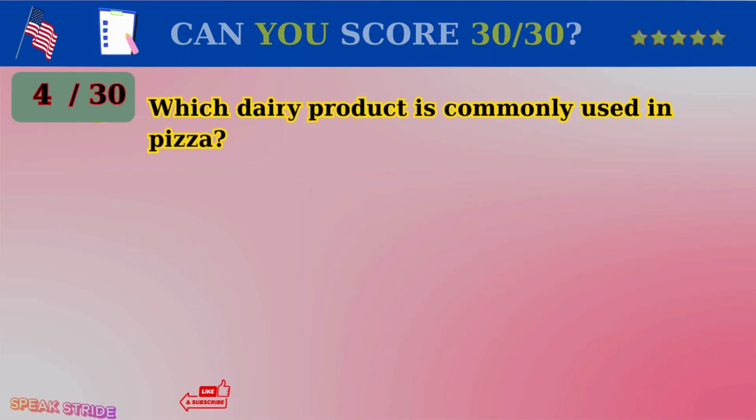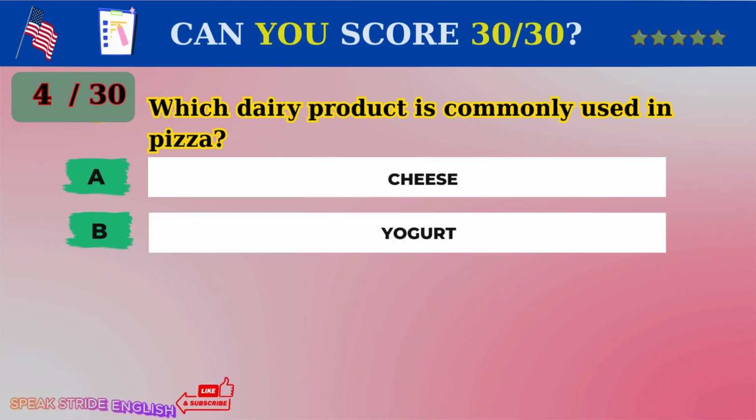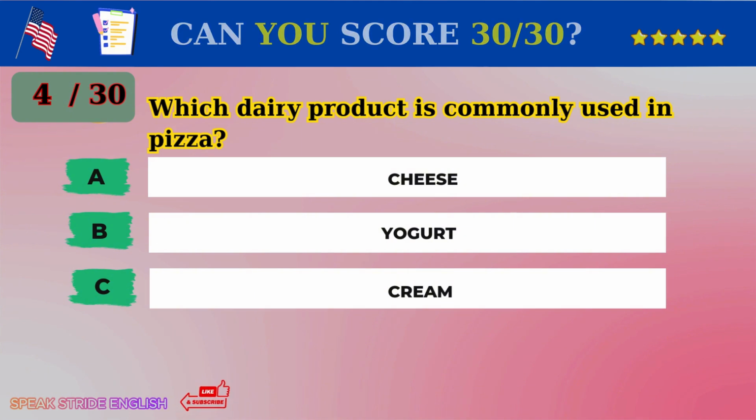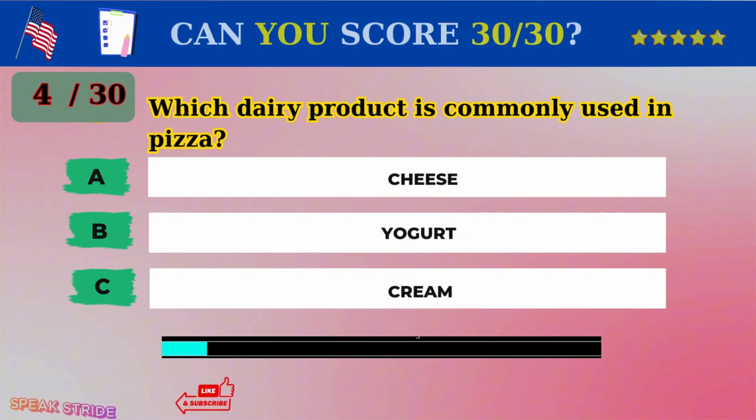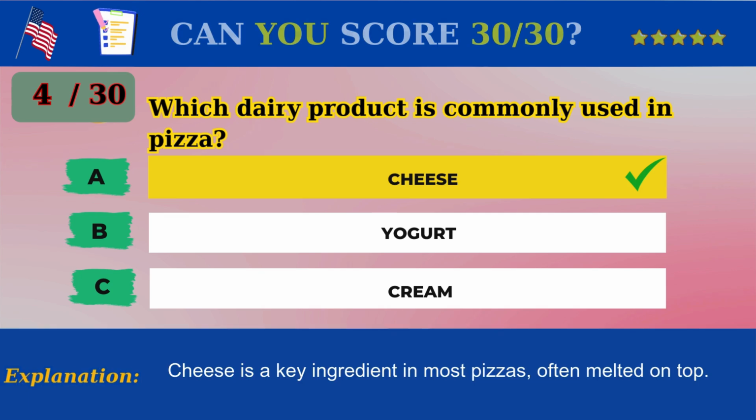Which dairy product is commonly used in pizza? A. Cheese. B. Yogurt. C. Cream. Answer: cheese.